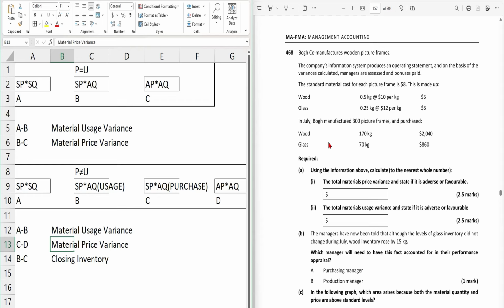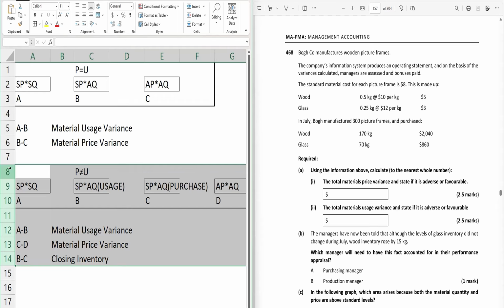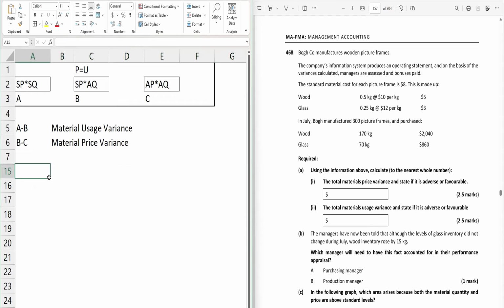Okay, but while reading our question, that's 468, they didn't mention whether purchase is equal to usage or not. So I will simply hide this row. Okay, hide this row. All right. So now in the case when one unit requires 2 or 3 materials, we need to calculate variance for each of them, or there might be figures provided which you can use directly to calculate the variances. Okay, all right.